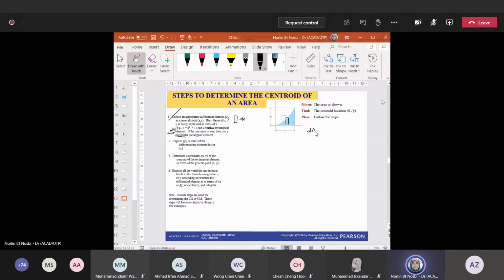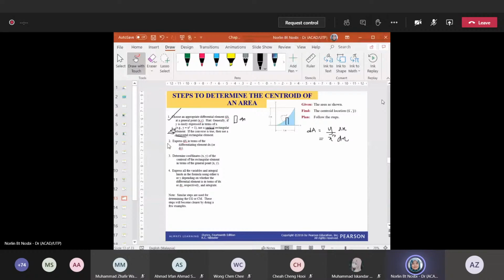So you just fill in this equation, y equals x power 3. So it would be y here. If you change this y into x, it would be x power of 3. So x power of 3 dx. So dA equals x power of 3 dx. Okay, you have done step 2.